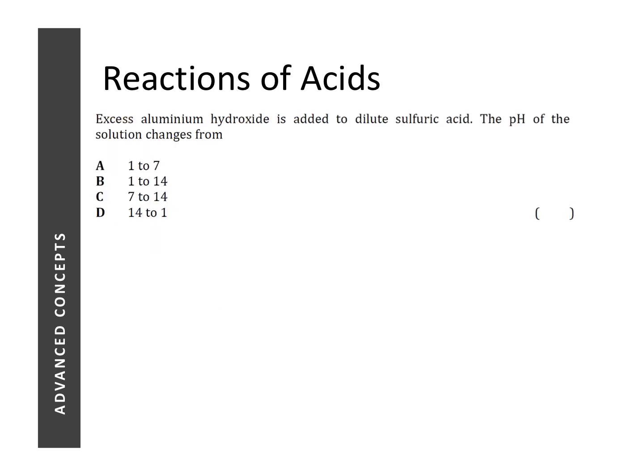In this question, we are looking at the change in pH when we add excess base to an acid. To understand this question better, it will help to have a diagram. So we have sulfuric acid, and we're going to add aluminum hydroxide into it. At the same time, we're going to measure the pH, possibly using a pH meter.